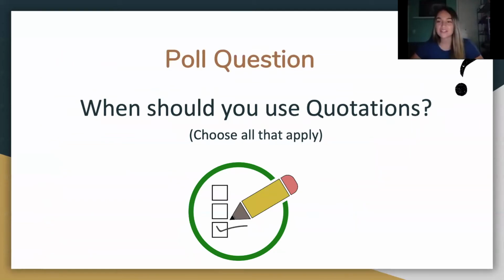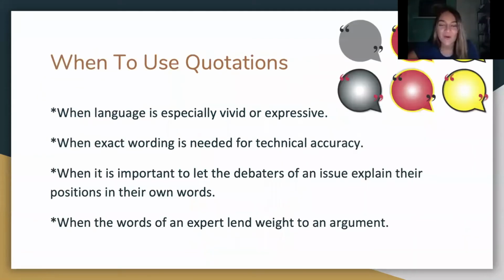We're going to start with a poll question, and we're going to ask you when it would be best to be using quotations during a paper. The poll question should be up in just a moment. Everyone seemed to have picked every one of these, which is all correct. So good job. They were all correct.